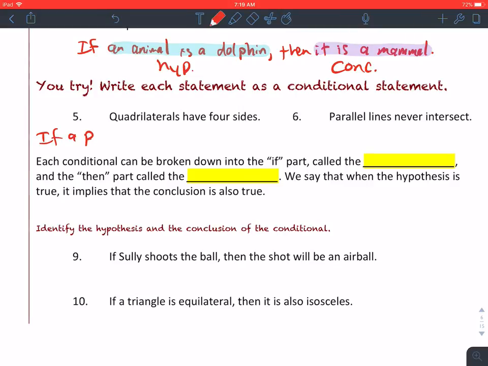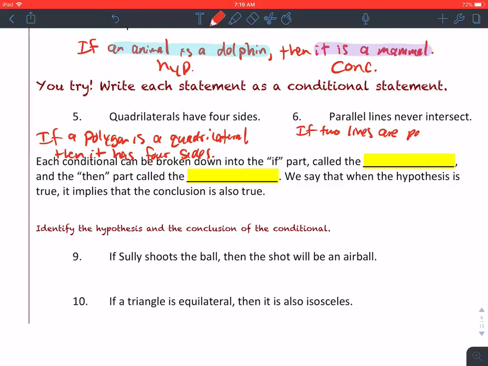If a polygon is a quadrilateral, then it has 4 sides. Number 6, parallel lines never intersect. If 2 lines are parallel, then they never intersect. Excellent.